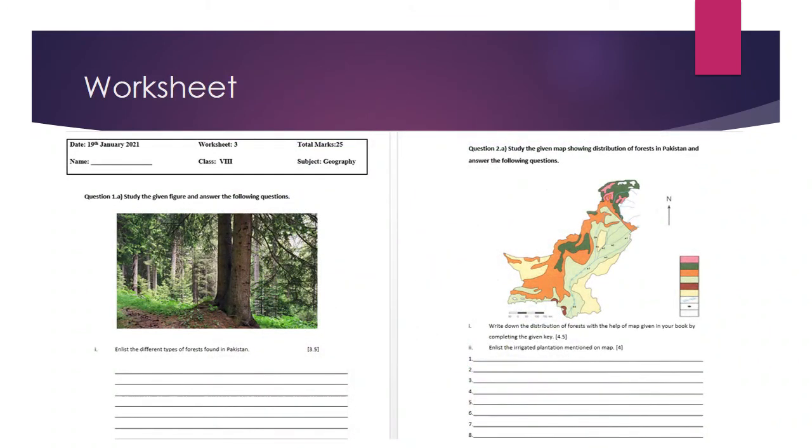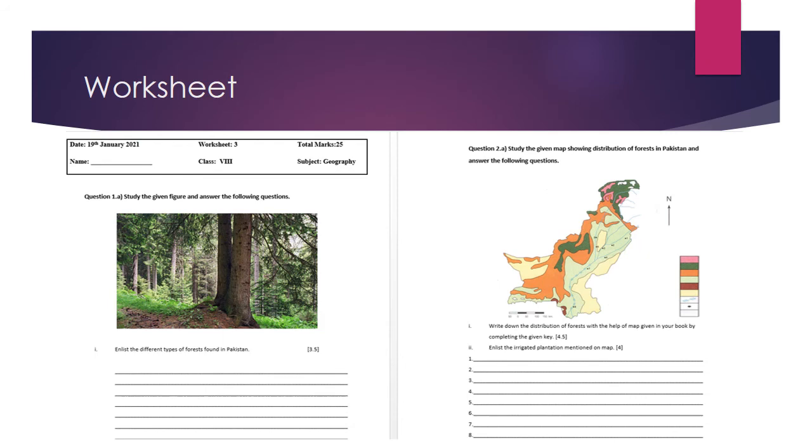Students, this is time to solve the worksheet. This is our worksheet number 3 about the topic, the types of forests. Question number 1 is about the given picture, that is of a forest. Part 1 of question number 1 is enlist the different types of forests found in Pakistan. You will name different kinds of forests found in Pakistan like alpine forests, coniferous forests, etc.